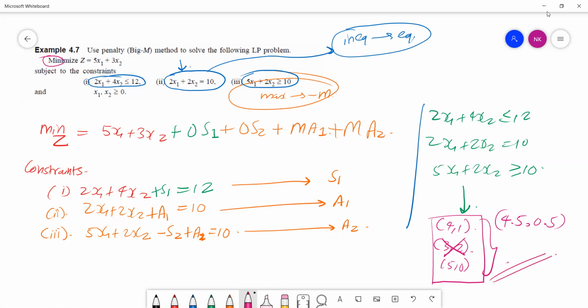Now, in this particular question, it is not an issue because we are having only 2 variables and 3 constraints. So whenever we are having 2 variables and 3 constraints, we are assured that in our simplex table we would be having 3 rows. This will be corresponding to the first constraint, this will be the second, this will be the third. So that means we would be having 3 variables.